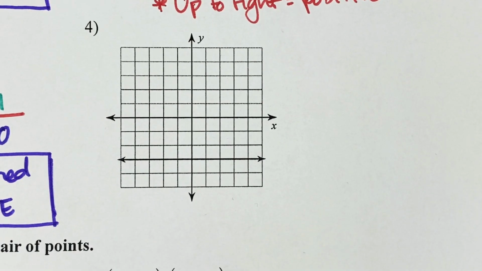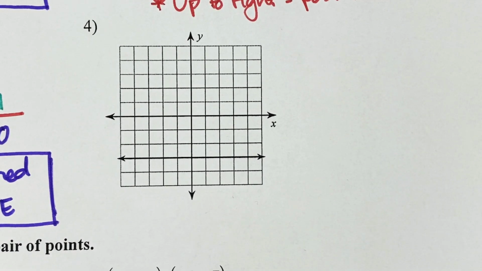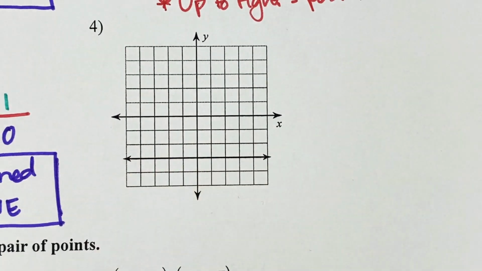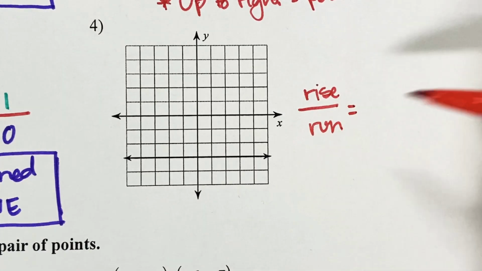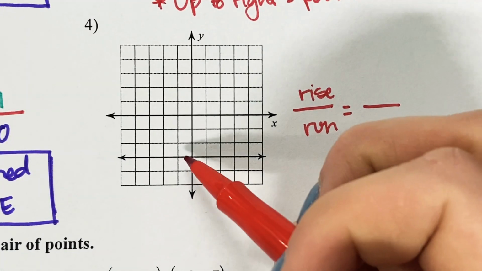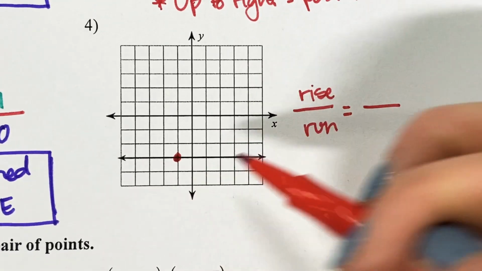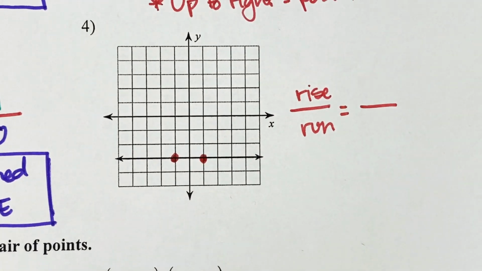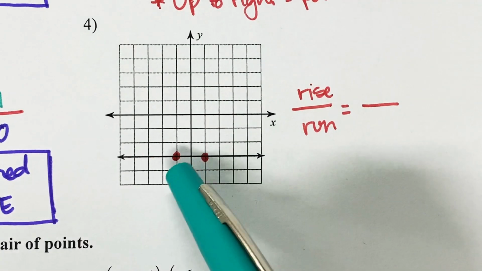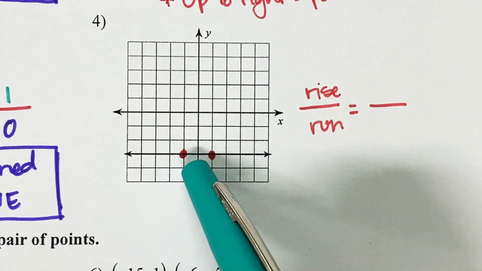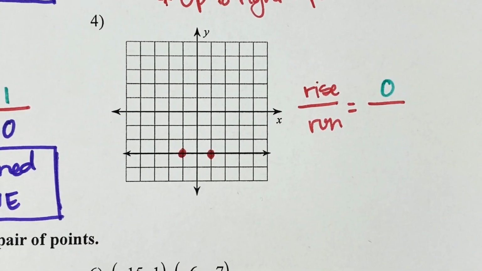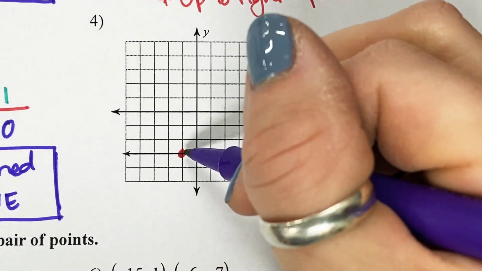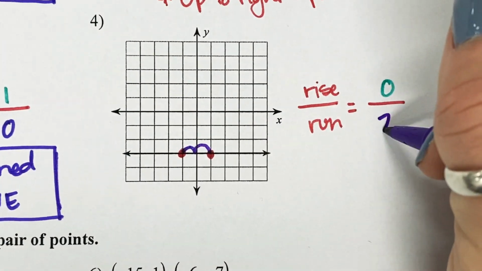Okay, number 4. Okay, so here's our line right here. So now I need to have my rise over run. So find 2 points. They're perfectly lined up in a corner, so you can pretty much go anywhere. I'll just do those 2 points right there. Okay, do I have to rise at all? No. Okay, I'm not rising at all. So my rise is 0. I am going to run 2.